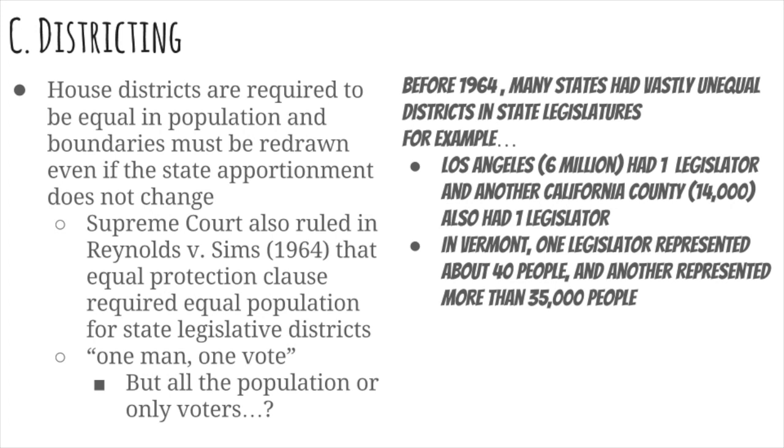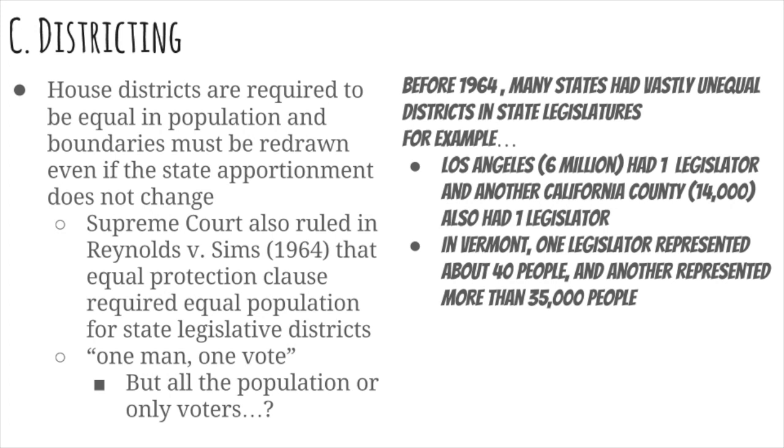Now, because every House district is required to be equal in population, that also means that the boundaries of the House districts have to be redrawn. Even if the state's apportionment, the number of representatives they have, doesn't change, people might move within a state, to a different part of the state. So every 10 years, the districts have to be redrawn. The Supreme Court in Reynolds v. Sims in 1964 extended this same principle to state legislative districts. So like the Missouri legislature also has to have equal population in their districts.